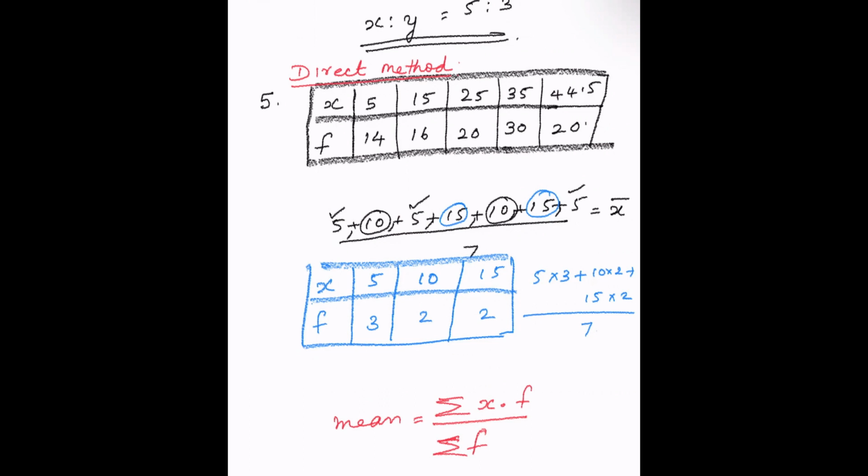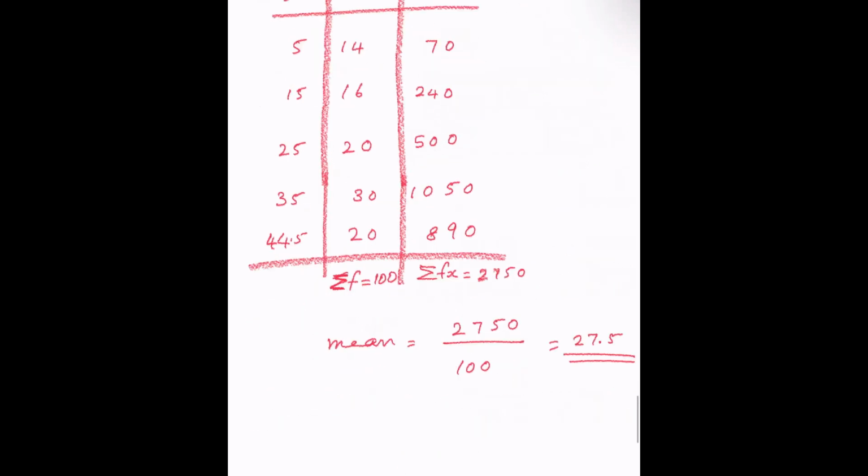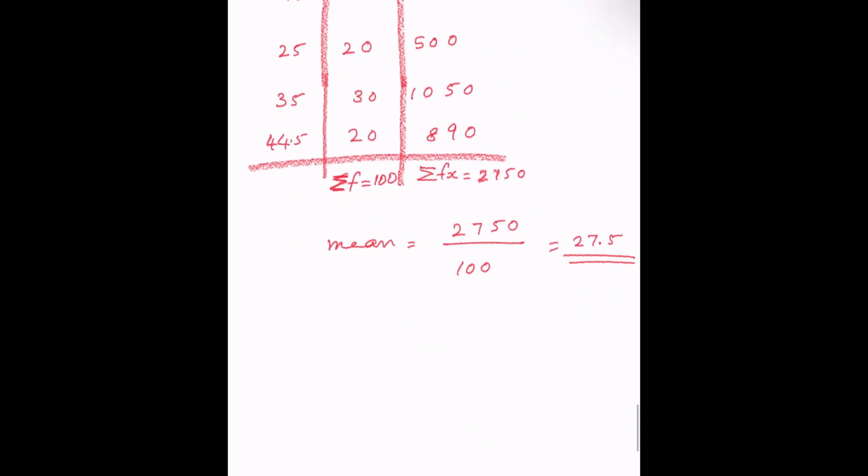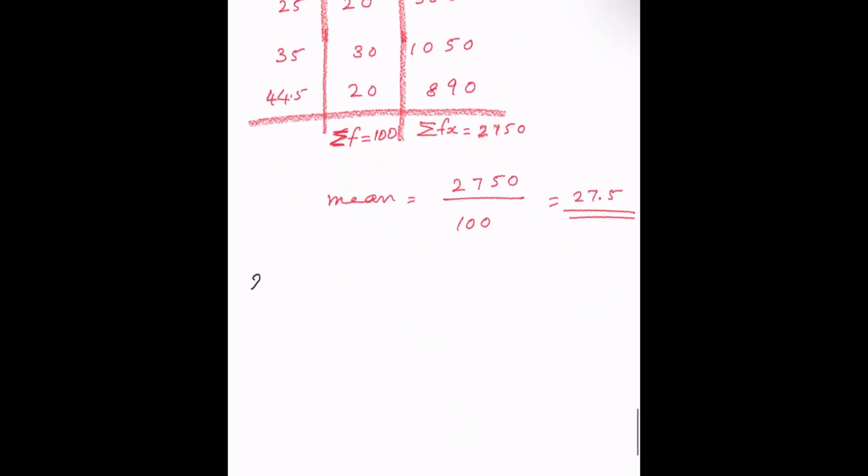Sometimes they'll tell you which approach you should follow, then you have to follow that approach. So this is the direct method. The direct method is the simplest method, but it is a little bit calculation intensive. A lot of multiplication is involved. Now let's do the second method, which is called the shortcut method.